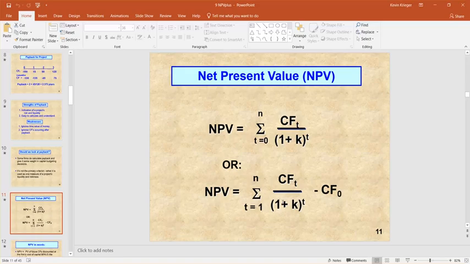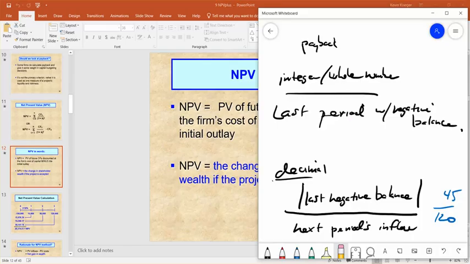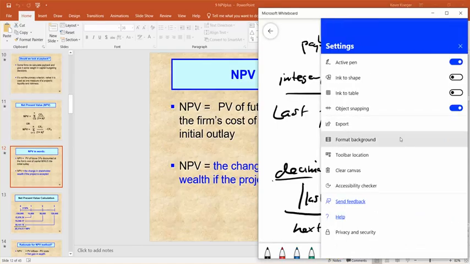It's probably easier to just see this sort of thing via example, but it's also common to at least provide something in words. So the present value of future cash flows discounted at the firm's cost of capital minus the initial outlay is a more formal way of talking about NPV. It's also just the change in shareholder wealth with a project. The NPV at the end of the day is the reason that you do or don't do a project, if you're going to choose which project to do.